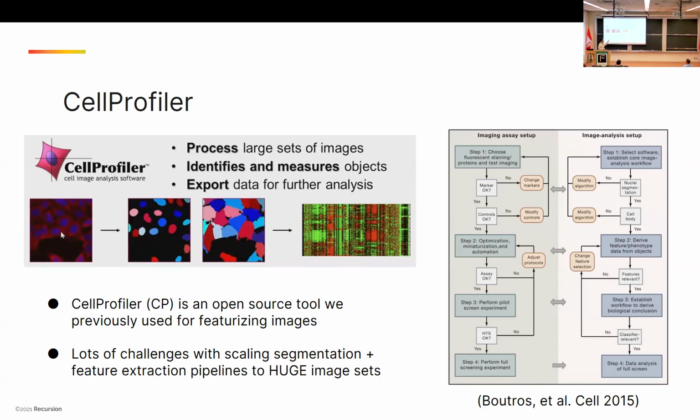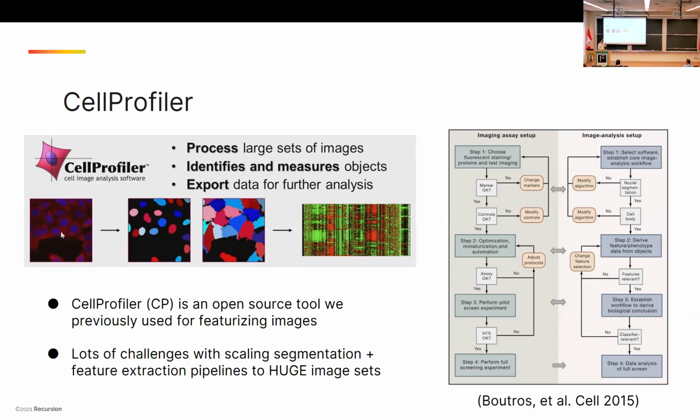And then there's a whole bunch of mathematical functions you can apply to those regions to get measurements from each cell. Those are things like shape, size of the cell, texture features, like how bright the different markers are in the experiment. And then you end up with a big feature matrix where every single row is a cell, and the columns are different types of measurements.